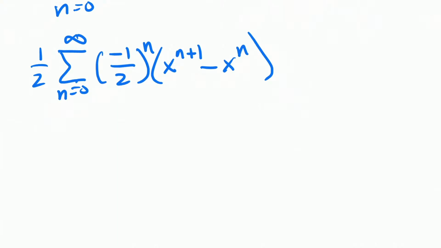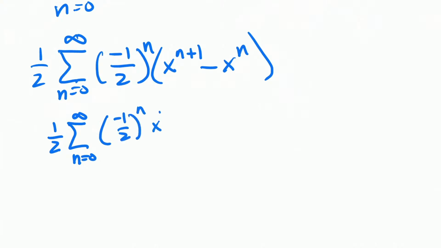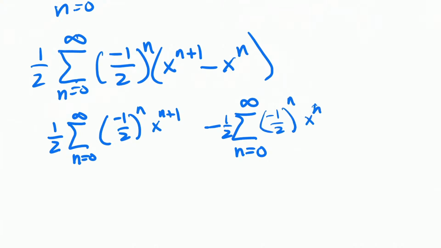And we'll separate this into two summations. So I've got 1/2, sum n equals 0 to infinity of (-1/2)^n x^(n+1), minus this sum of x^n. Oops, sorry. I forgot all my 1/2s. 1/2 (-1/2)^n x^n. Okay, so you're using the distributive law, if you will, and the associative law. So I just want to take all of the x^(n+1)s and lump them together, and then all the x^n's and put them over there.